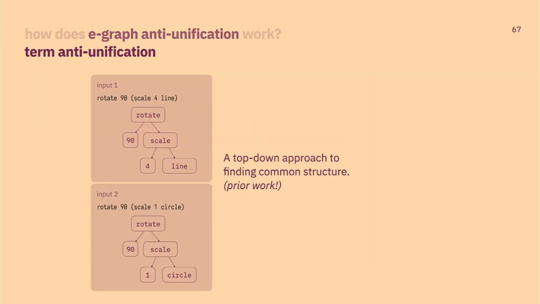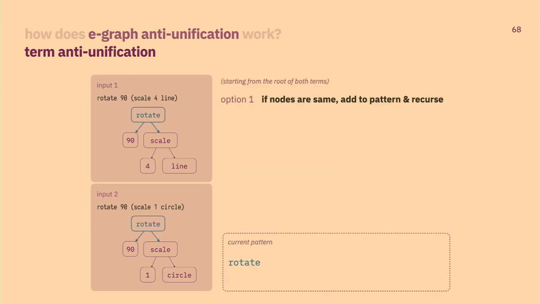So in literature, there's an algorithm for finding the most common structure between two terms called anti-unification, which can find common structure with a top-down approach. Basically, you start at the top of both terms. You check if both nodes are the same. In this case, we have two rotates at the top, which are the same. Because of that, we add the node to our current pattern and recurse into its children. Same applies to the first child. Both are this 90 term here, so we add it to our pattern. And since it has no children, we go to the other sibling node.